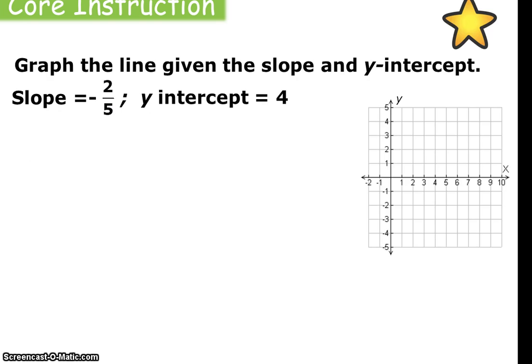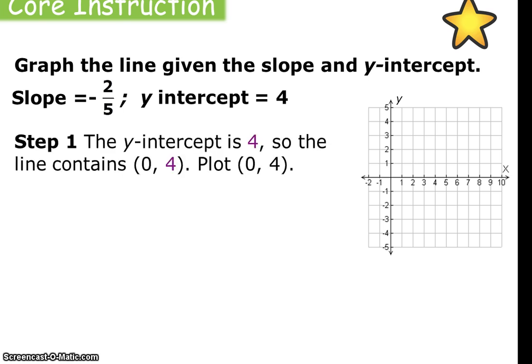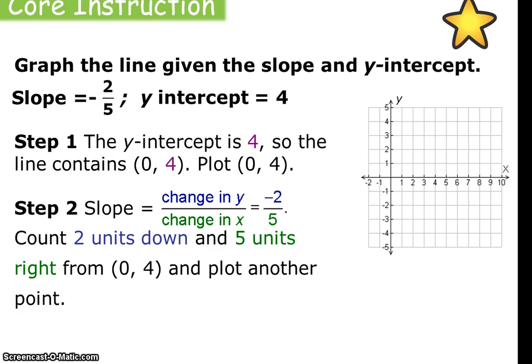For instance, if we were to graph the line given the slope and the y-intercept, where the slope is -2/5 and the y-intercept is 4, this is how we could graph it. First, I would notice that the y-intercept is 4, so that means the line contains point 0,4. So I'm going to plot 0,4. That is a point on the line.